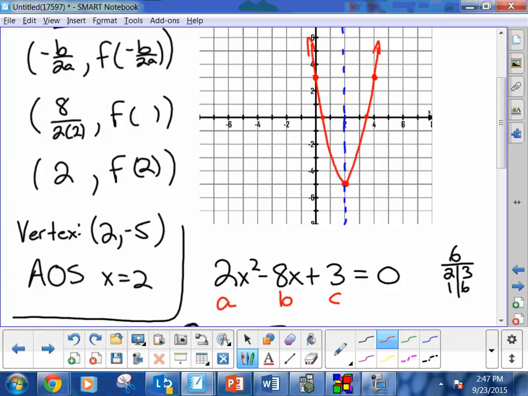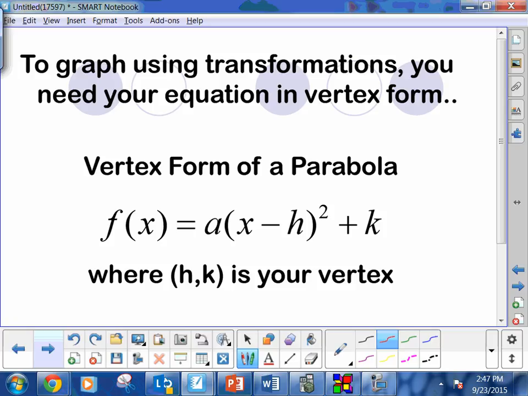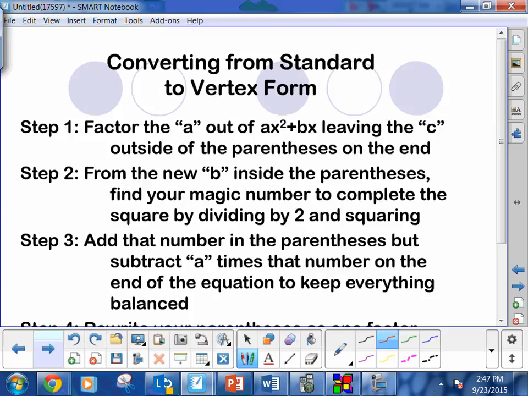Now, I want us to move to another important topic we've covered. We said standard form is good, but in transformations and in identifying what the function does, we said vertex form is better. We said vertex form makes it easiest for us to see the transformations within a parabola. And we did this. We found out how to convert from standard form to vertex form.